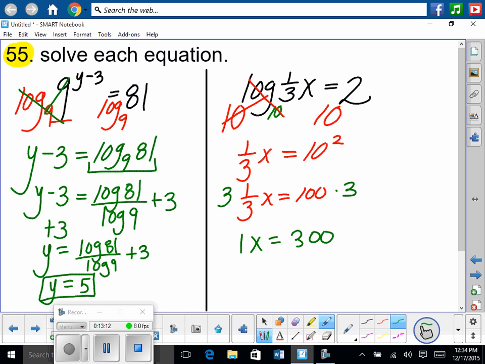Well, now isn't x alone? Well, we could divide by 1. So x is equal to 300. And you could even check this one. Type it back into the original problem. Since that didn't have a base, it had base 10, we could check this one really easily. You could just type it into your calculator, log of 1/3 times 300. Hit enter and you will get 2. So x is equal to 300.